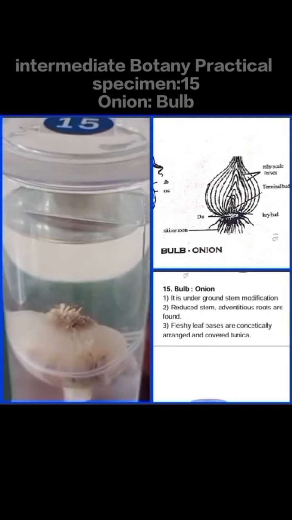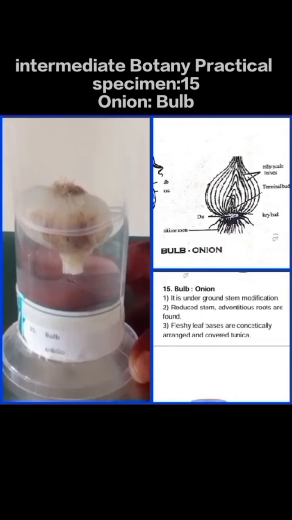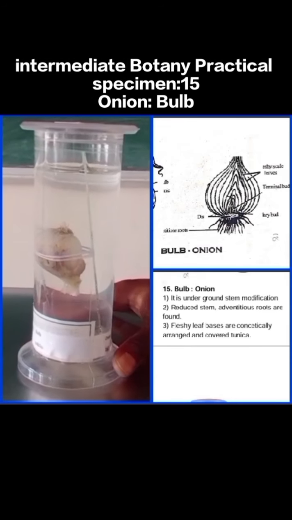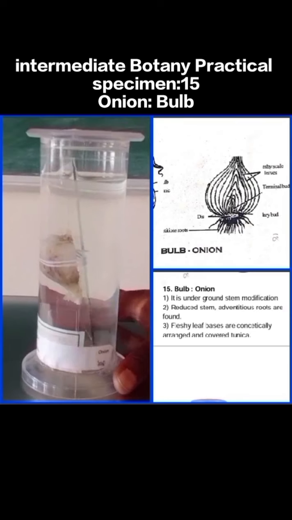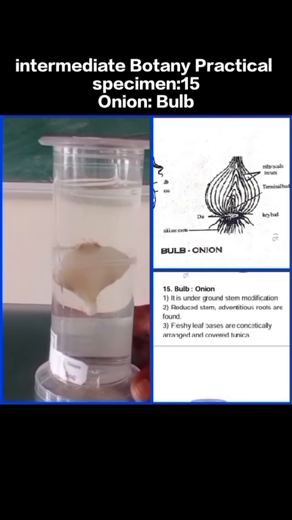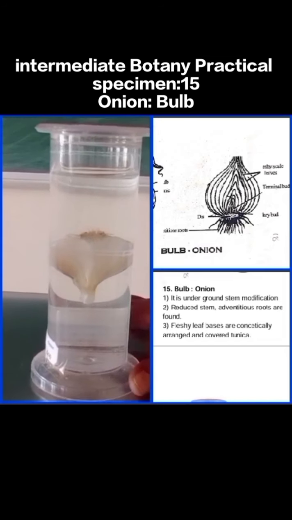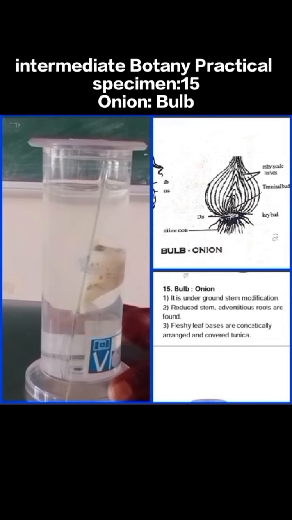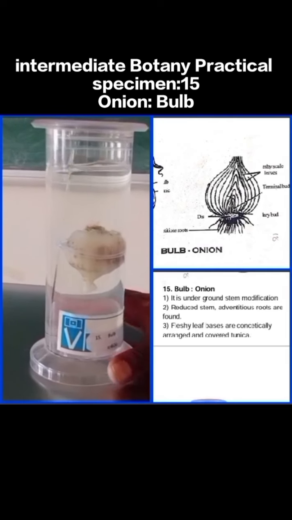Number 15 specimen, bulb, onion. It is an underground stem modification. Reduced stem, adventitious roots are found. Fleshy leaves, bases are concentrically arranged and covered by tunica.